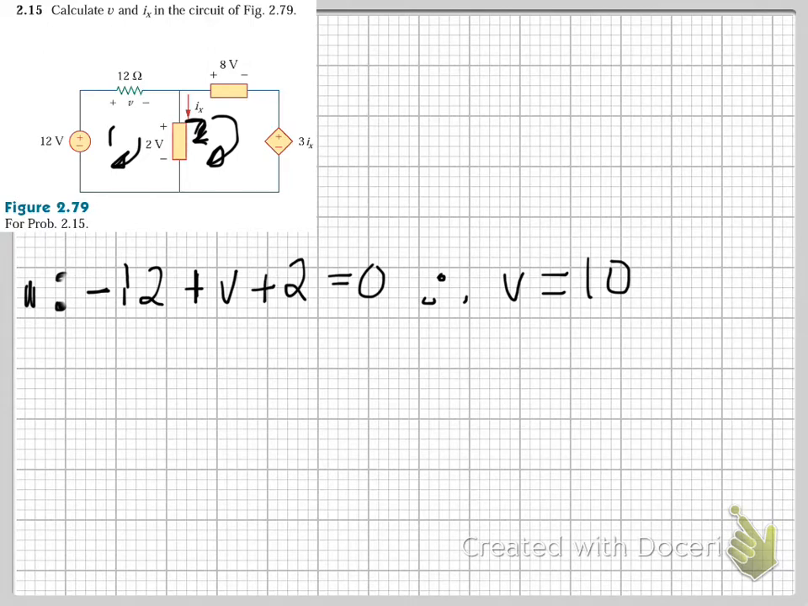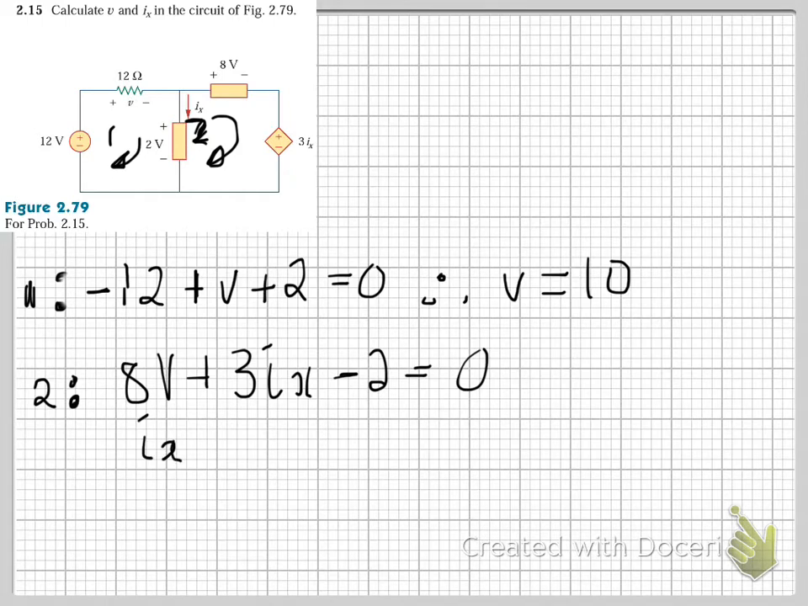So in our second loop, we have 8 volts plus 3Ix minus 2 is equal to 0, right? So this gives us Ix is equal to negative 6 over 3, which is negative 2 amps.